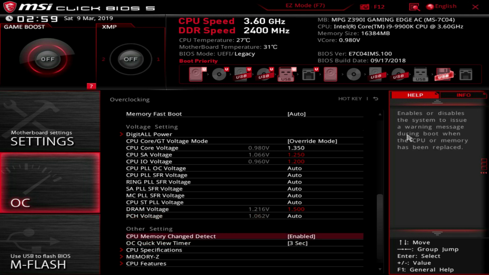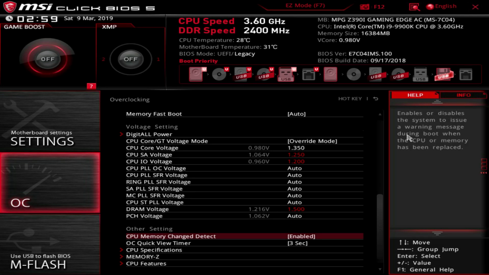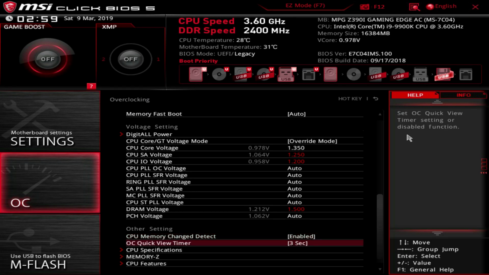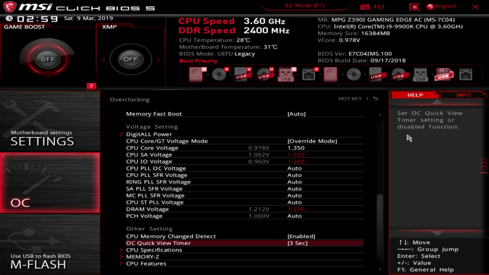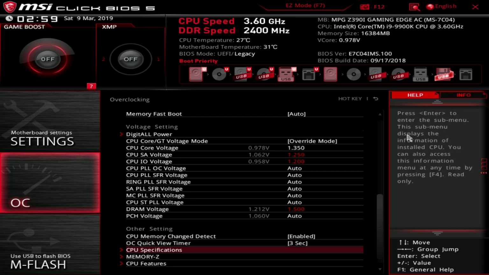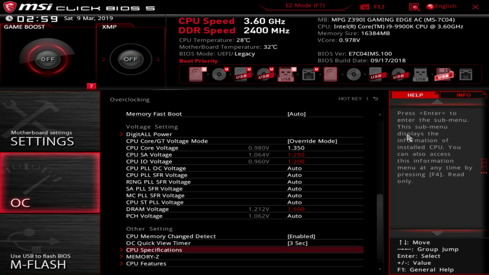Anyway, next we get CPU memory change detect. Basically, if you have this enabled and you swap out memory sticks or the CPU, the motherboard will tell you on boot up that the CPU or the memory has been changed. If you disable this, it'll just boot up like nothing has changed. That's all that really does. Next we have OC Quick View Timer. I have no idea what that does. I assume it puts a delay on the boot logo so that you have time to mash the delete button. That's my guess. I've not actually checked, I don't particularly care. It works fine on 3 seconds.